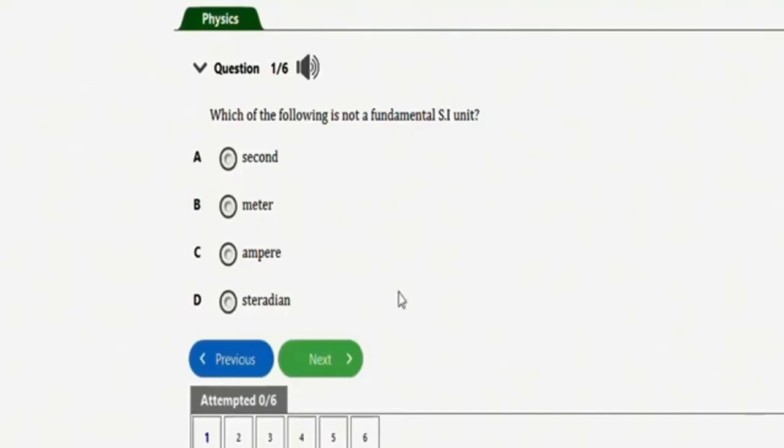It says, which of the following is not a fundamental SI unit? So we have option A, second, option B, meter, option C, ampere, option D, steradian. So guys, the correct option to this question is option D, steradian. Steradian is not a fundamental unit of quantity. So let's go to the next question.